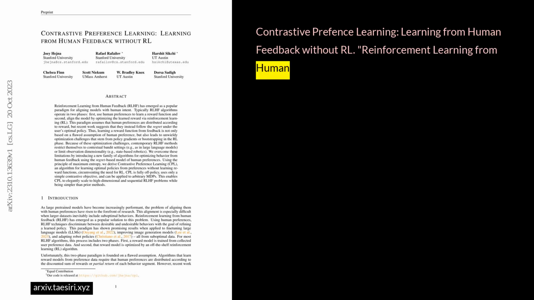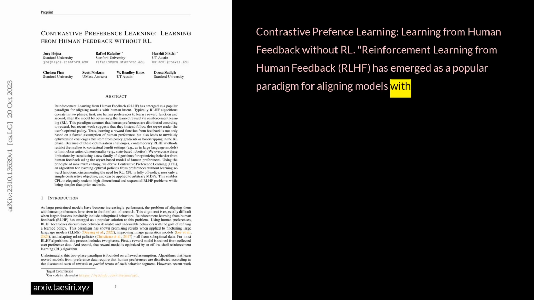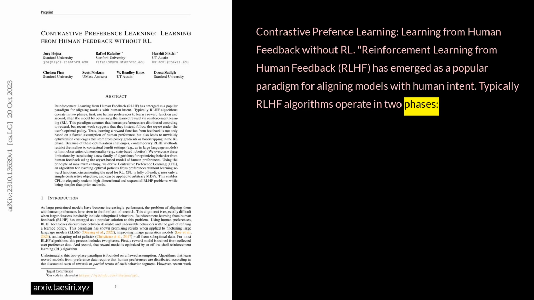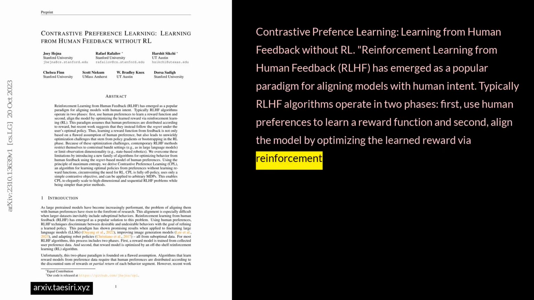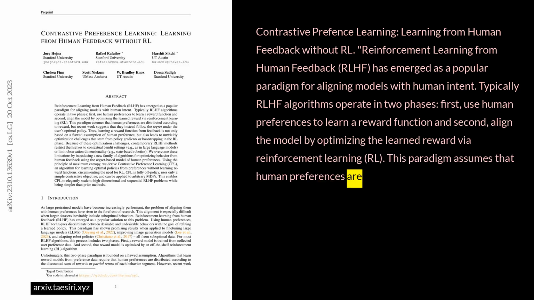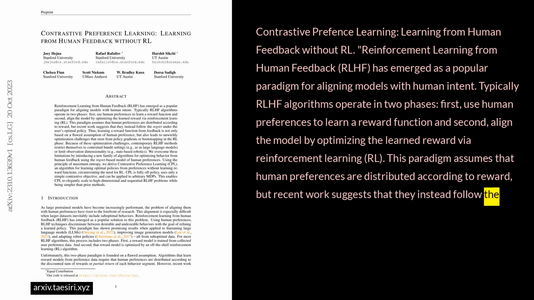Contrastive Preference Learning, learning from human feedback without RL. Reinforcement learning from human feedback, RLHF, has emerged as a popular paradigm for aligning models with human intent. Typically, RLHF algorithms operate in two phases. First, use human preferences to learn a reward function, and second, align the model by optimizing the learned reward via reinforcement learning, RL. This paradigm assumes that human preferences are distributed according to reward, but recent work suggests that they instead follow the regret under the user's optimal policy.